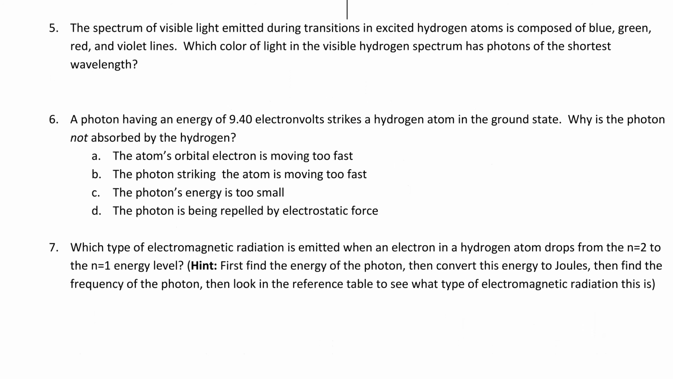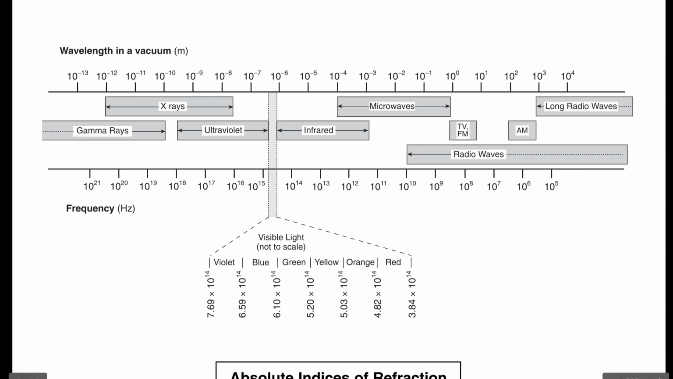Number 5, the spectrum of visible light emitted during transitions in excited hydrogen atoms is composed of blue, green, red, and violet lines. Which color of light in the visible hydrogen spectrum has photons of the shortest wavelength? Okay, so this one we can look back at that table that we learned about in Unit 15. We want to find the visible light with the shortest wavelength. You might know it already. We're talking about blue, green, red, and violet. Let's take a look at that. Okay, so we're talking blue, green, red, and then they throw in violet over here.